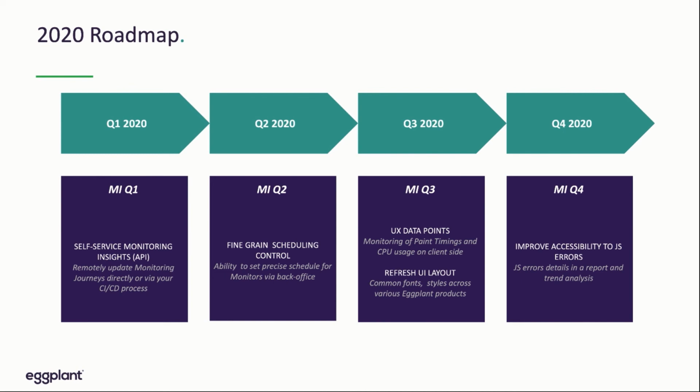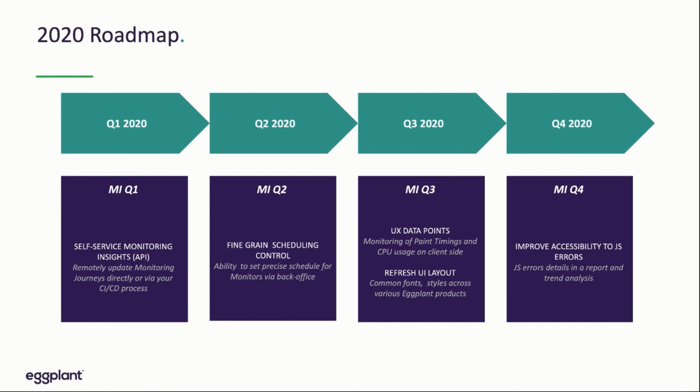In Q3, we are planning to work on the feature UX data points as well as CPU usage. So these will be new metrics which we want to bring into existing reports on the portal, so it will be easier for our customers to get this fine level of detail which is available from the Chrome browser. We will also be improving the UI layout of the portal itself.